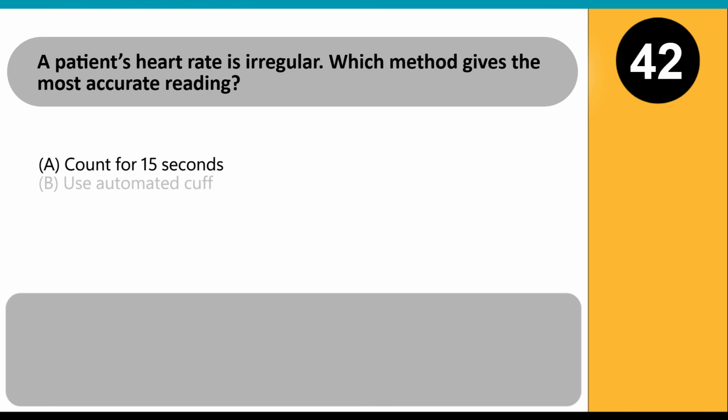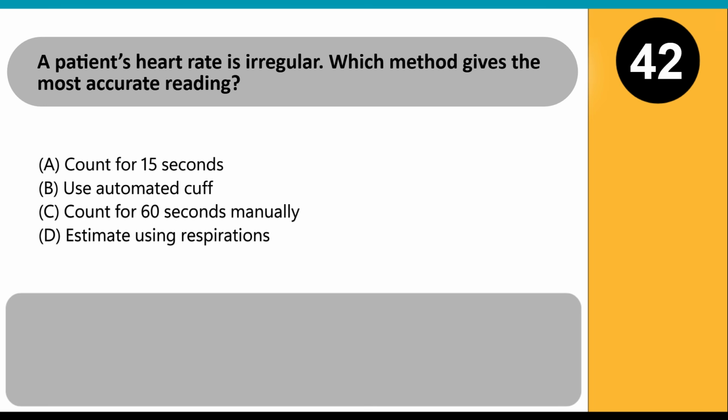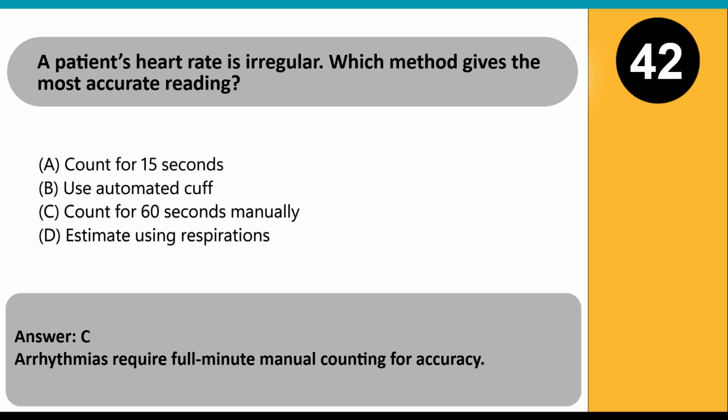A patient's heart rate is irregular. Which method gives the most accurate reading? A. Count for 15 seconds. B. Use automated cuff. C. Count for 60 seconds manually. D. Estimate using respirations. Answer: C. Arrhythmias require full-minute manual counting for accuracy.